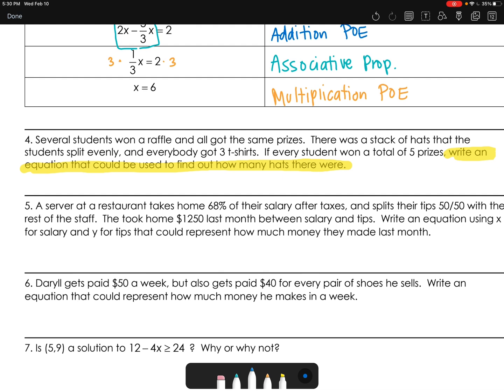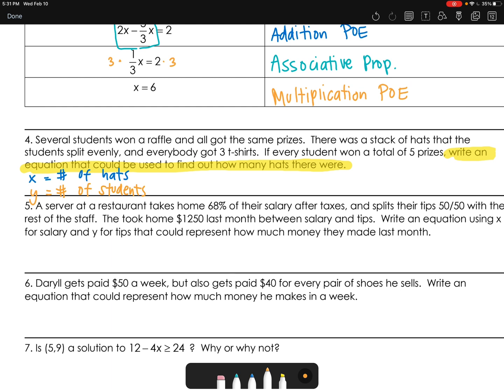Okay, so I'm going to define my variables. That's the first thing I want to do. I'm going to have x and y. Okay, x is going to be my number of hats. And I think I want to try out y being my number of students. Because it already tells us how many t-shirts everyone got, so putting y as my number of t-shirts doesn't really make sense. Okay, and so let's see if these variables work out with this problem.